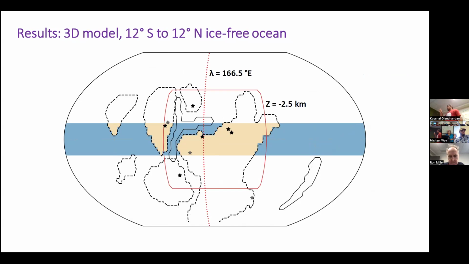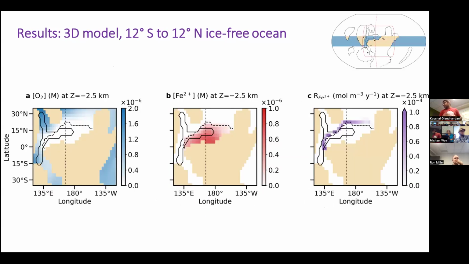Okay, so now we will look at the model results at two cross sections. One would be a latitude longitude cross section at a depth of 2.5 kilometers, and another would be a latitude depth cross section at 166 degrees longitude. So if we look at the latitude longitude cross section at 2.5 kilometers depth in the ocean, we see that in this region, there is barely any penetration of oxygen.